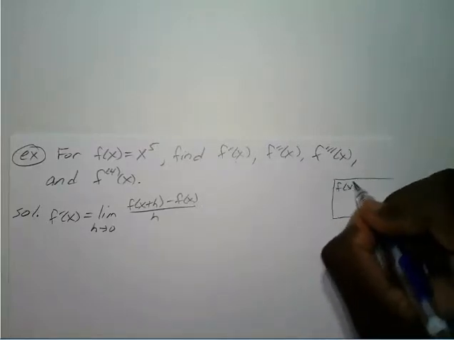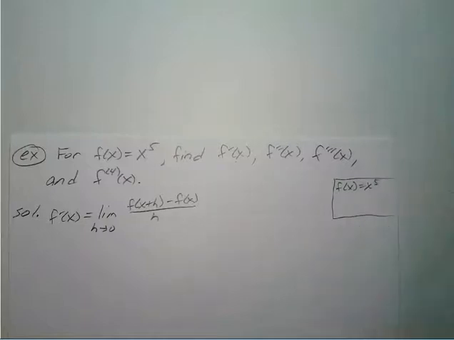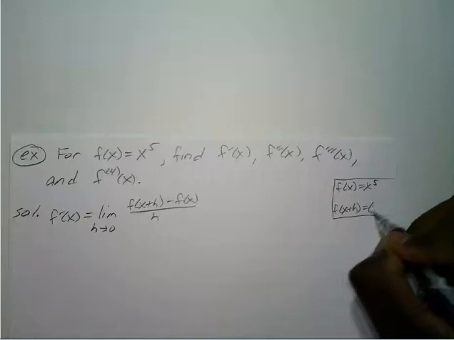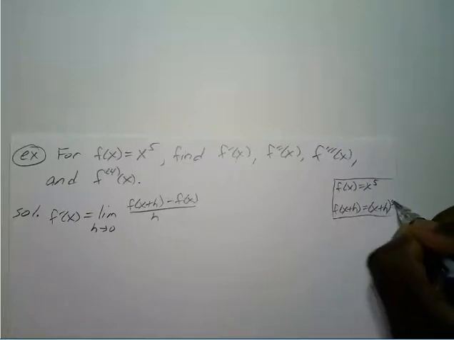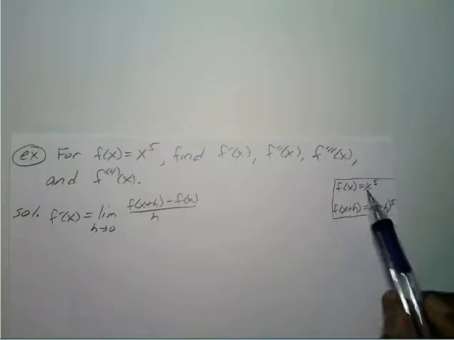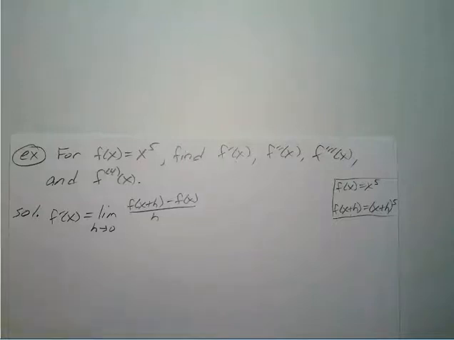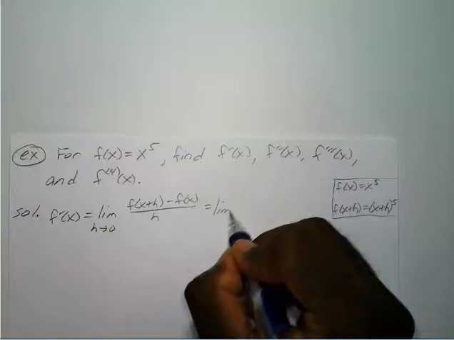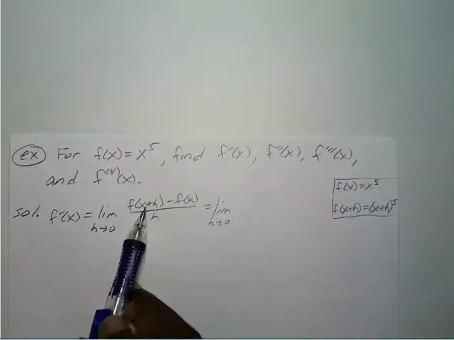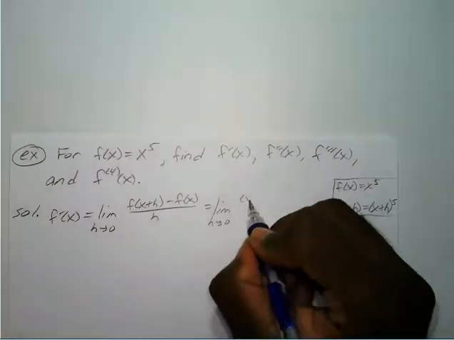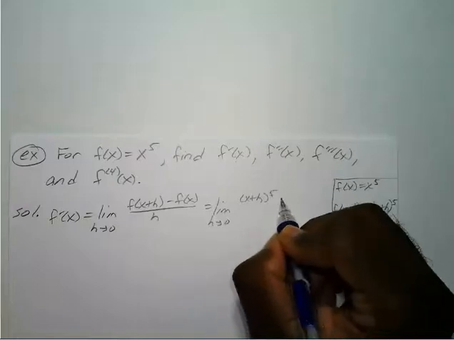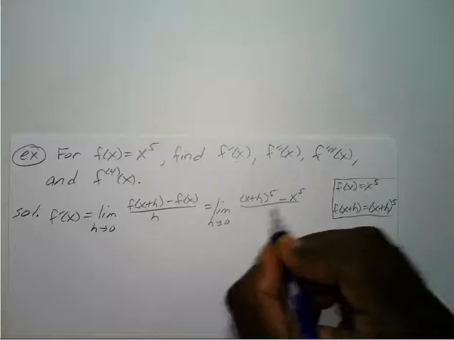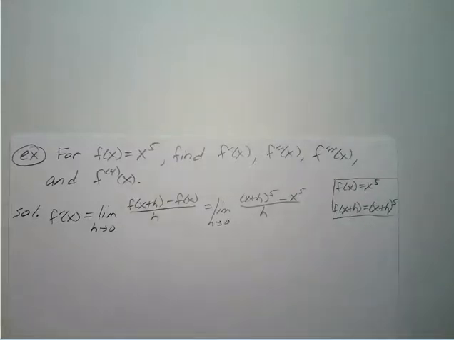We know that f of x equals x to the fifth power. So f of x plus h is equal to x plus h to the fifth power, just replacing x with x plus h for both of them. So that's going to equal the limit as h approaches 0 of f of x plus h, which is x plus h to the fifth power, minus our f of x, which is x to the fifth power, all over h, as h approaches 0.